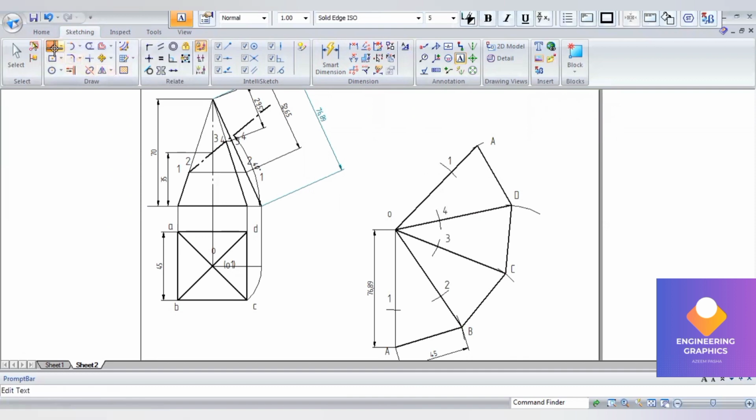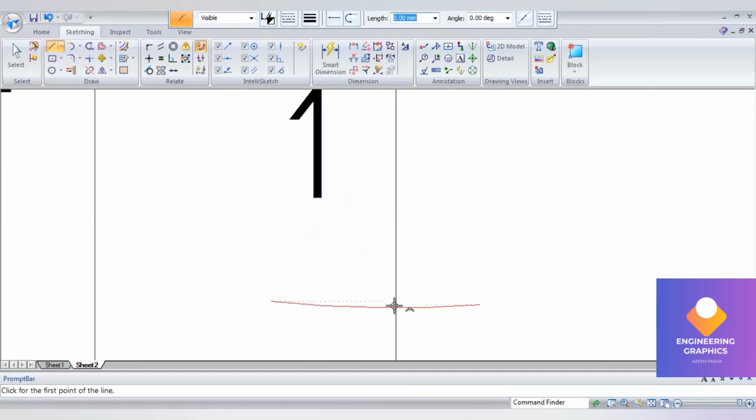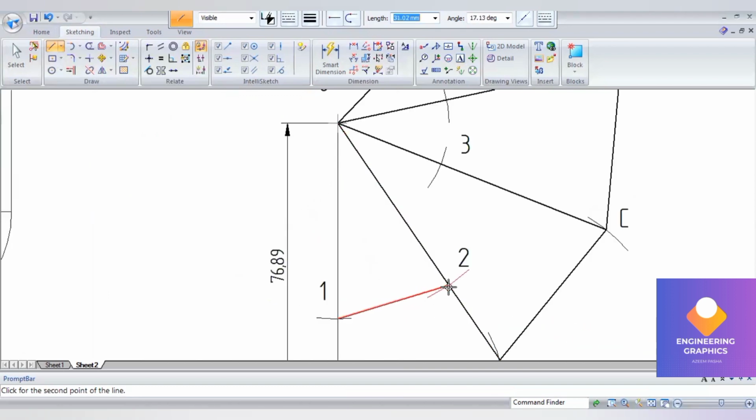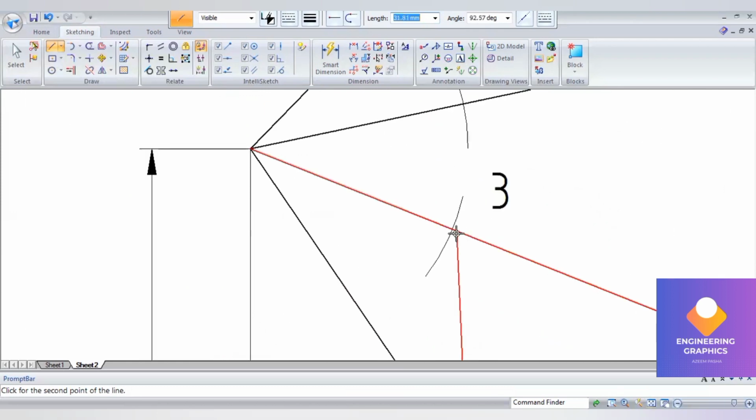Now we have to join all these cut points here with the thick line. So remember, in the case of pyramids, we have to use straight lines here. In the case of a cone, we have to use a curved line here. Okay, that is the difference here. Remember it.